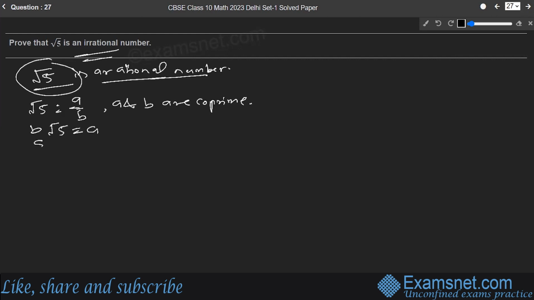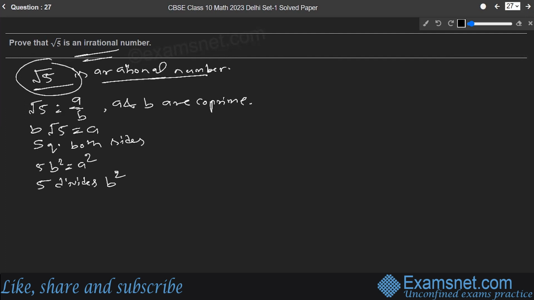Now we square both sides. If you square both sides, what do we get? We get 5b square is equal to a square. This clearly indicates that 5 divides a square, that is, a square is a multiple of 5.